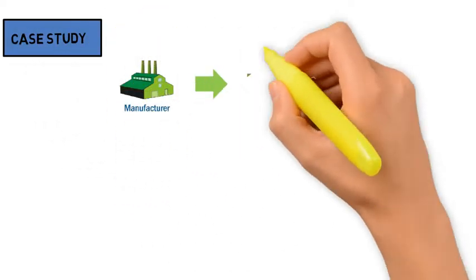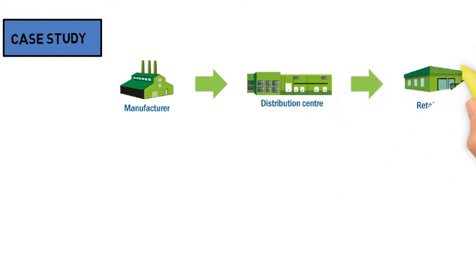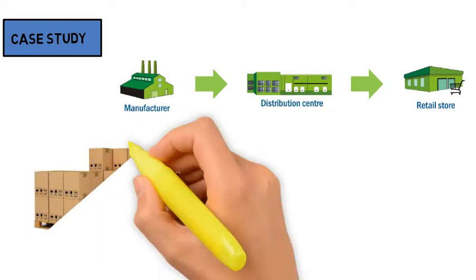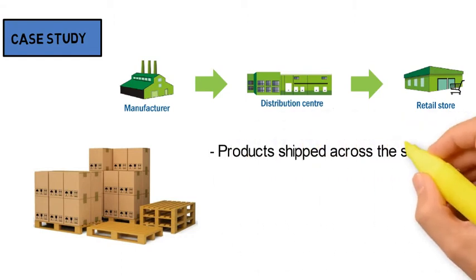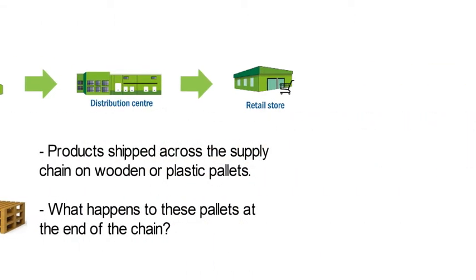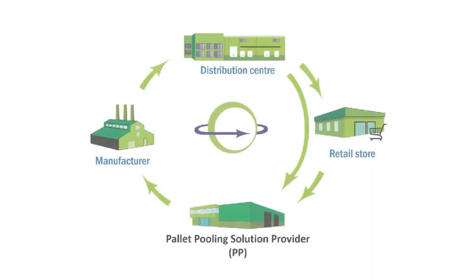Let's take a look at a case study where transport optimization has helped to create a win-win situation for all stakeholders involved. We know that products are made in a factory, the manufacturer, and sent to distribution centers, but they are then distributed to retail stores where customers can buy them. Products are shipped across the supply chain on wooden or plastic pallets. Have you ever wondered what happens to them at the end of the chain?